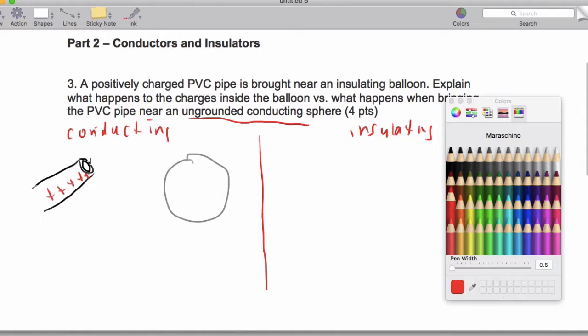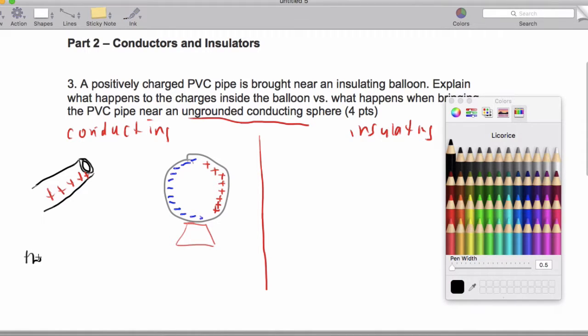Okay. Now, here is what happens with a conducting sphere. This thing is electrically neutral, but because the charges are free to move, the negatives immediately separate themselves from the atoms that they are bound to and literally just aggregate over here, leaving positive charges all on the edge here.